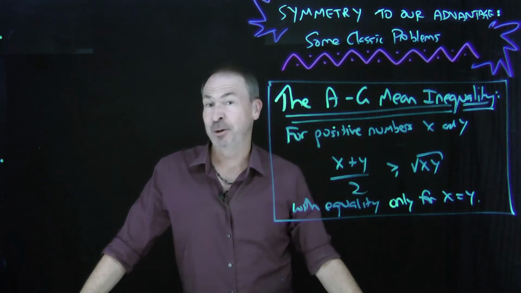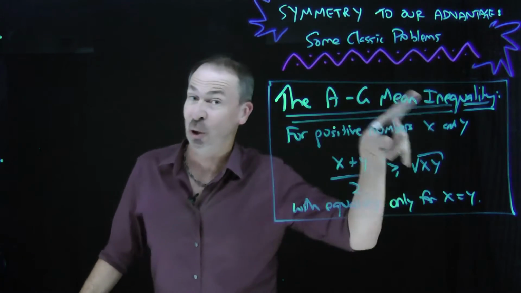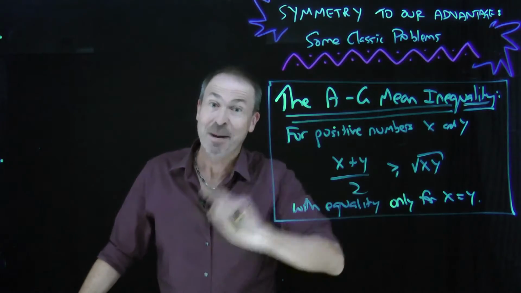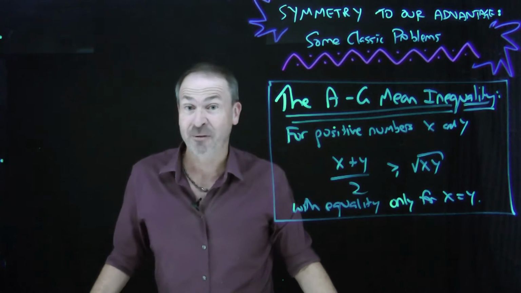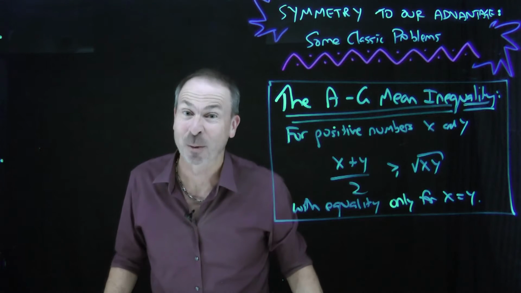Here's the arithmetic geometric mean inequality for two unknowns, x and y. And if you like, I can think of this as a two-dimensional statement. Here's the amazing thing. This inequality actually generalizes to higher dimensions, to more than two unknowns. And that's what I'll talk about right now.